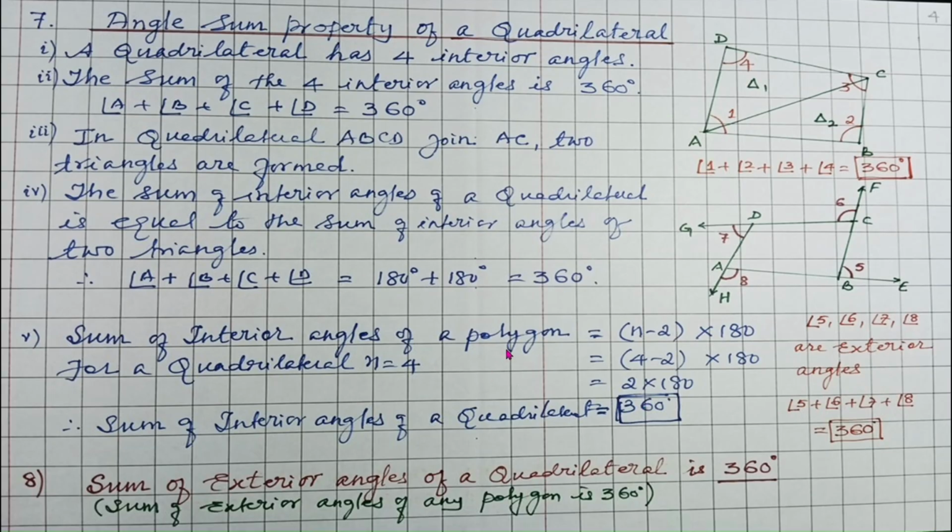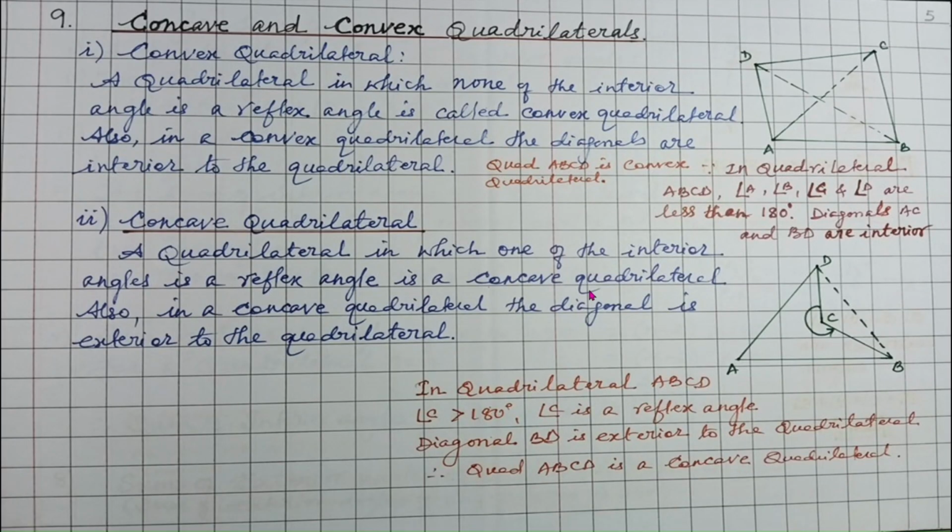Remember that. We also know that the sum of the exterior angles of any polygon is 360 degrees. A quadrilateral is a polygon, and therefore the sum of the exterior angles of a quadrilateral is 360 degrees. That is angle 5 plus angle 6 plus angle 7 plus angle 8, which are the four exterior angles of a quadrilateral. The sum is 360 degrees. Remember that.